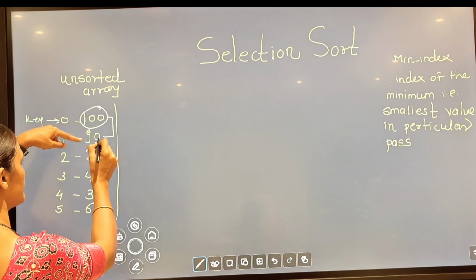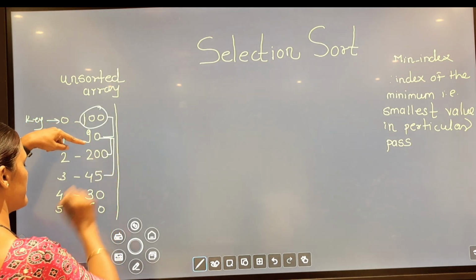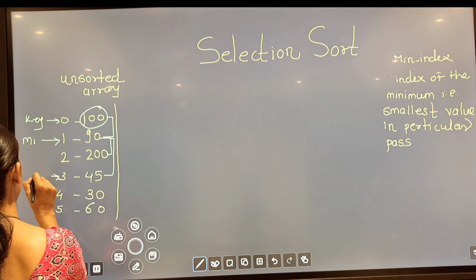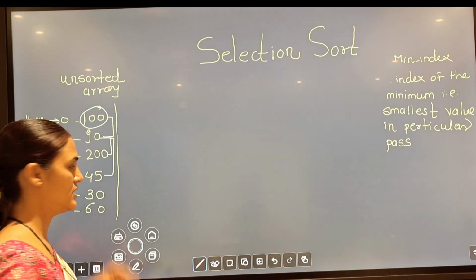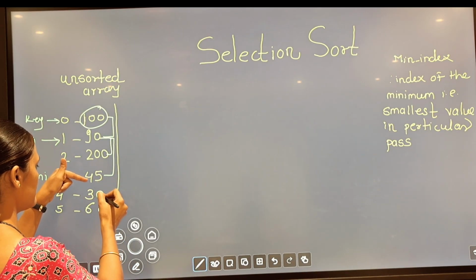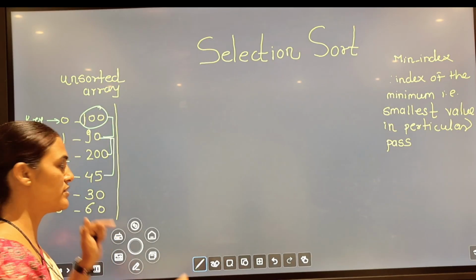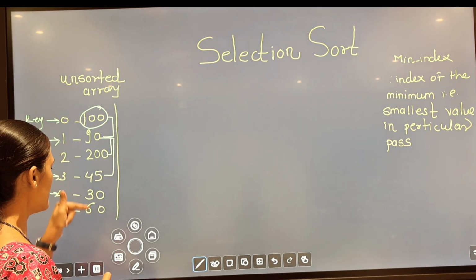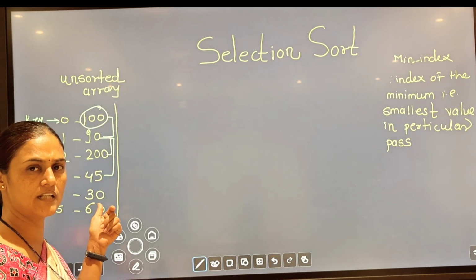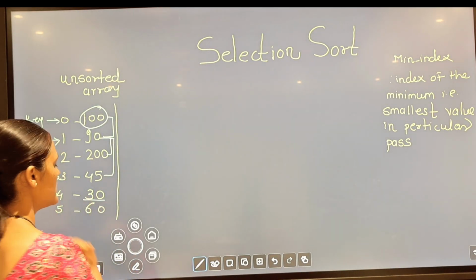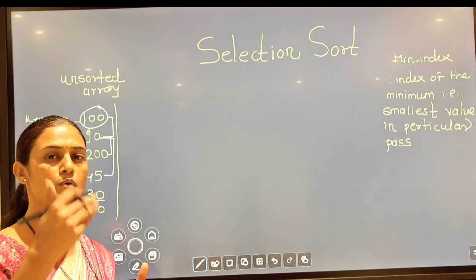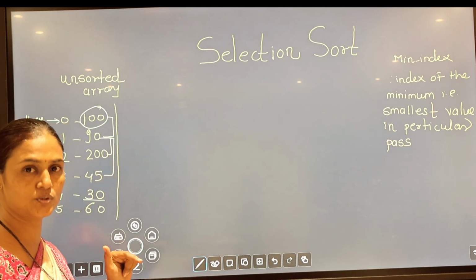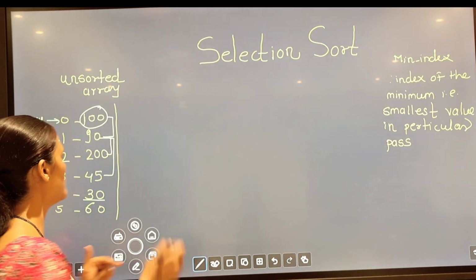Compare 90 with 45, then 45 is smaller than 90, so mean index will be now at 3. Compare 45 with the next value 30, again 30 is smaller than 45, so mean index is shifted to 30. Compare 30 with 60, 60 is greater than 30. So what is the smallest value? 30, and mean index will point to 30, that is the value of minimum index is 4, the key value is 100, that is the index of the key value is 0.